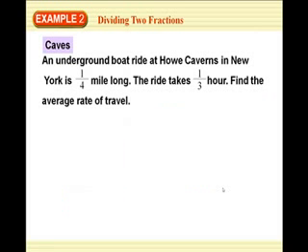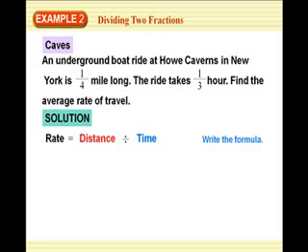An underground boat ride in Howell Caverns in New York is 1/4 of a mile long. The ride takes 1/3 of an hour. Find the average rate of travel. So rate, in the distance formula, if you look in the solution, it says rate equals distance divided by time. So what's the distance? 1/4 of a mile divided by 1/3 of an hour.